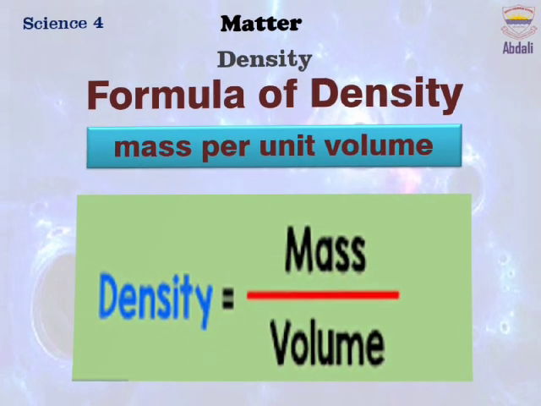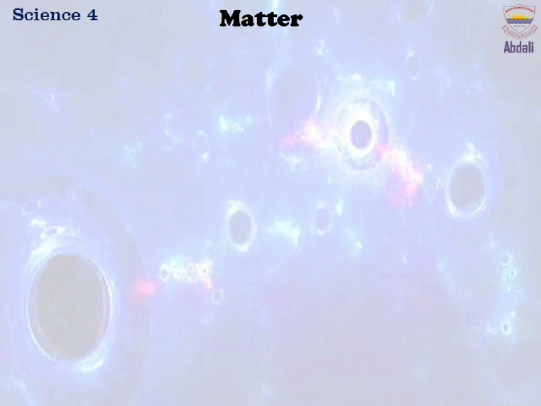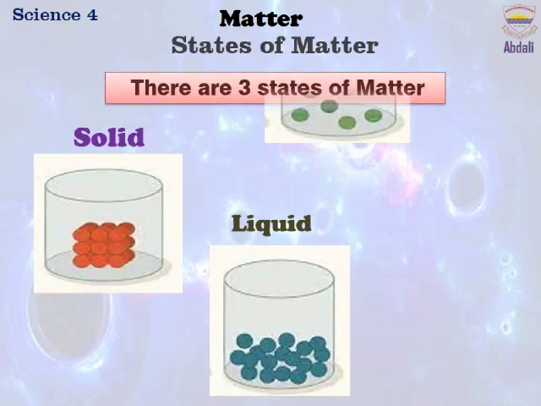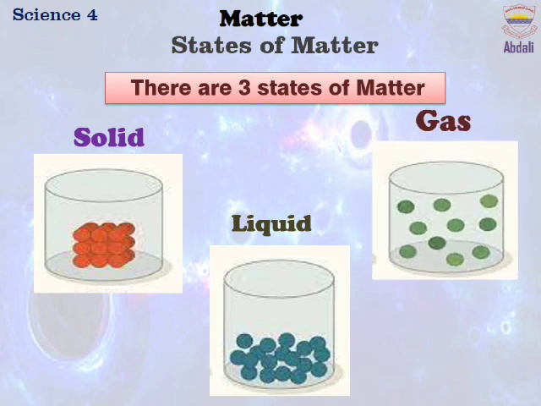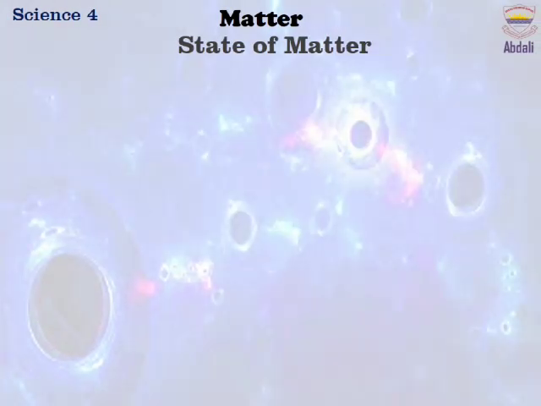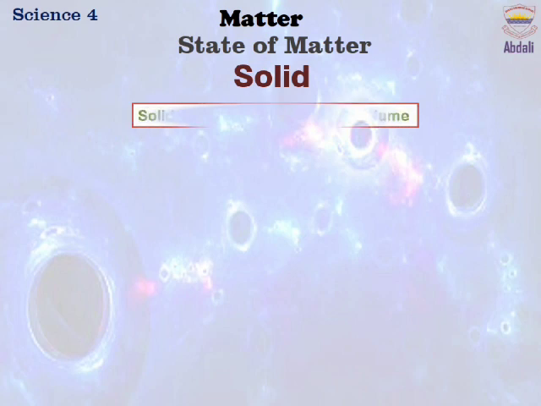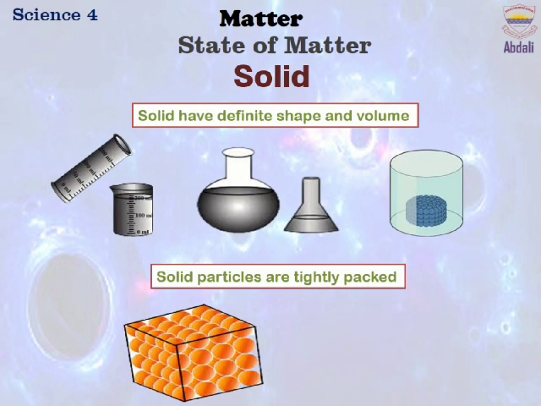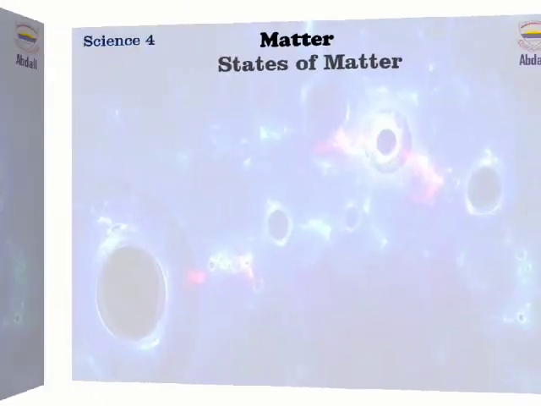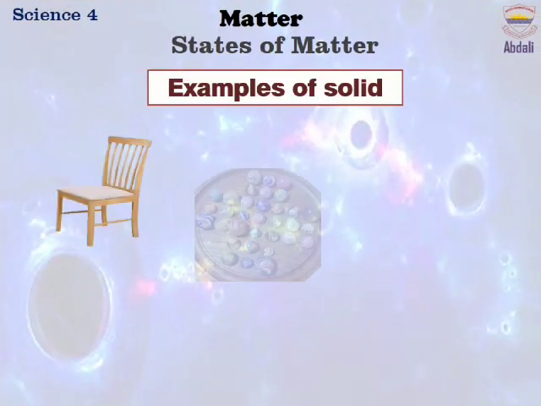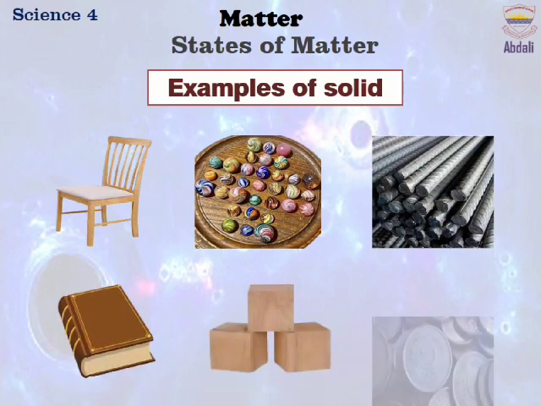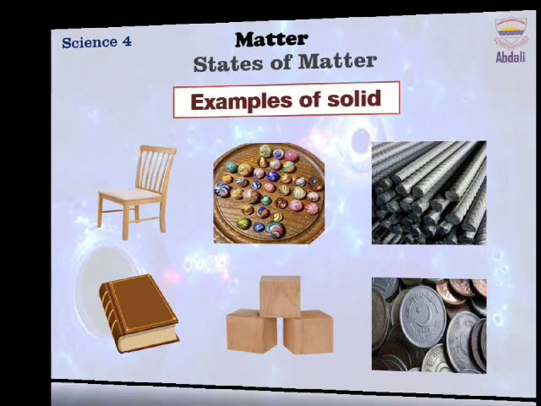Our next slide is about the states of matter. There are 3 states of matter: solid, liquid, gas. First we learn about solids. Solids have definite shape and volume. The particles of solids are tightly packed. Here are some examples of solids: chair, marble, iron rod, book, wooden block, coins.